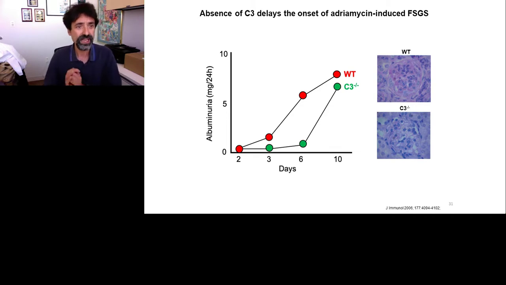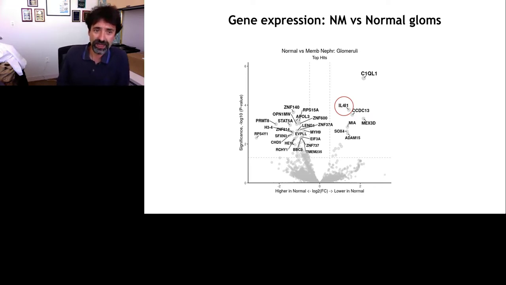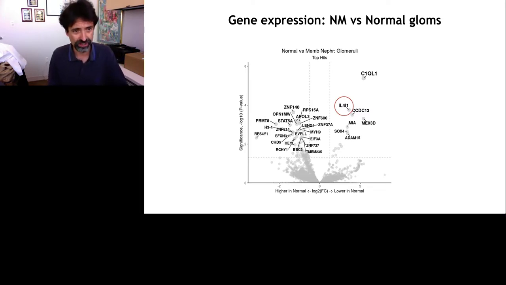We next move to our immune-mediated disease, membranous nephropathy. And here we also found a pathway that we were not really aware of, that was upregulated, the IL-4 pathway. Here you see in the volcano plot an upregulation of one of the genes of this pathway.